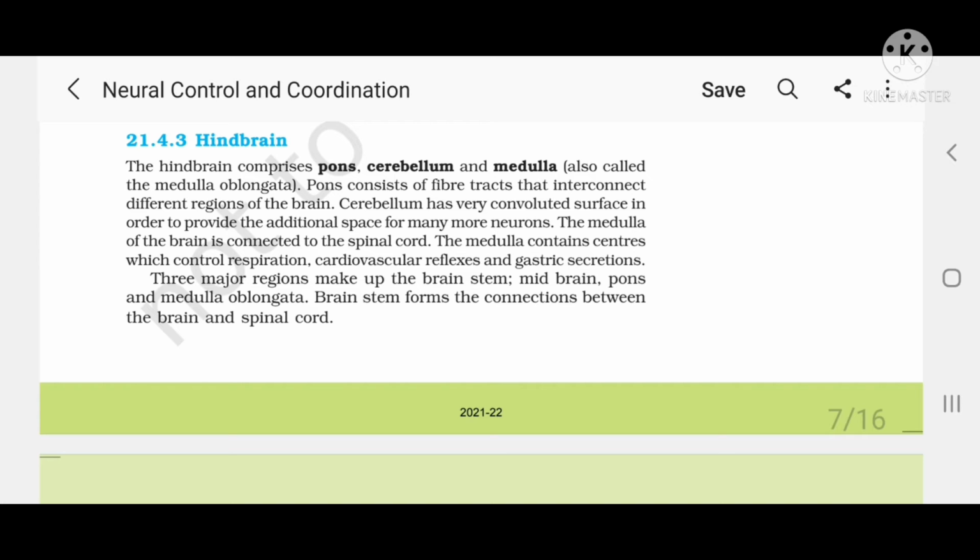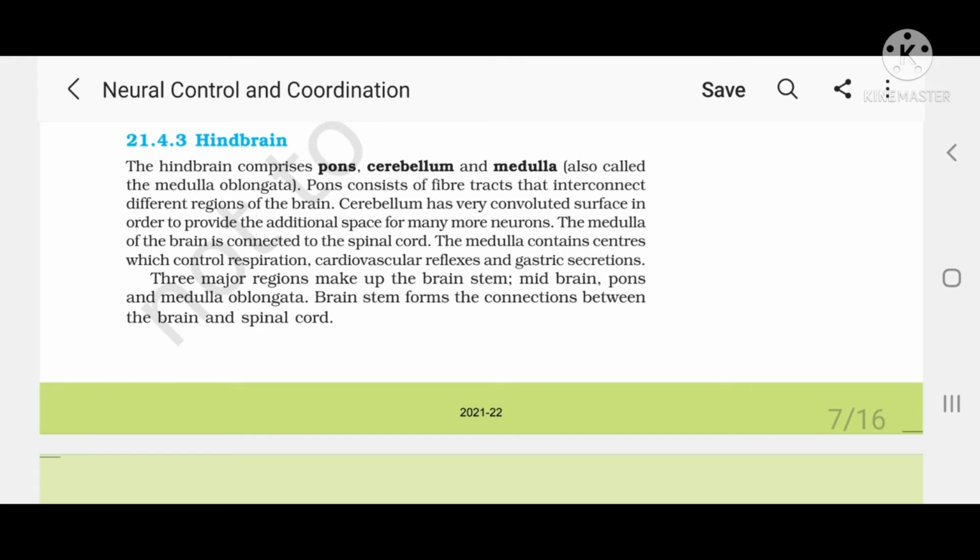The medulla contains centers which control respiration, cardiovascular reflexes, and gastric secretions. Three major regions make up the brain stem: midbrain, pons, and medulla oblongata. Brainstem forms the connections between brain and spinal cord.